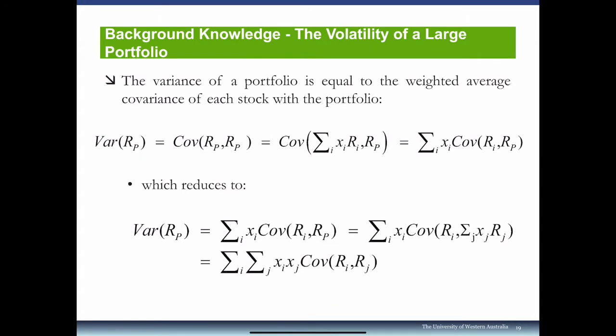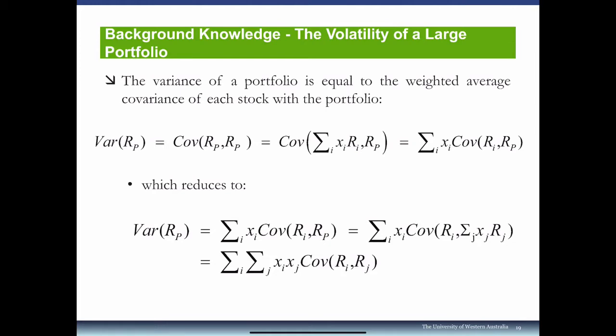Just another background knowledge: the volatility of a very large portfolio. The variance of a portfolio is equal to the weighted average covariance of each stock with the portfolio. So the variance of RP equals just the weighted average of covariance.